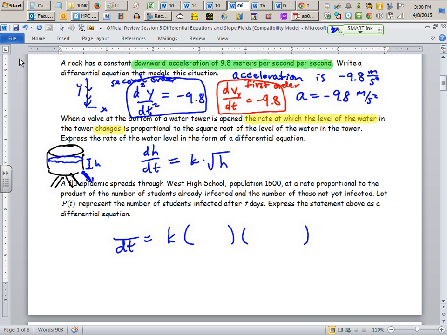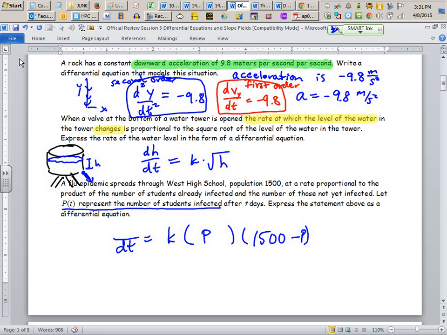Well, those infected is P. It says in the instructions that those infected is P. Those not infected would be what? The rest of the students, right? So you don't want to invent a new variable, like n or whatever for not infected. You need something in one variable. So let's just assume it's 1,500 minus P, those not infected. Okay, you got the right side figured out.